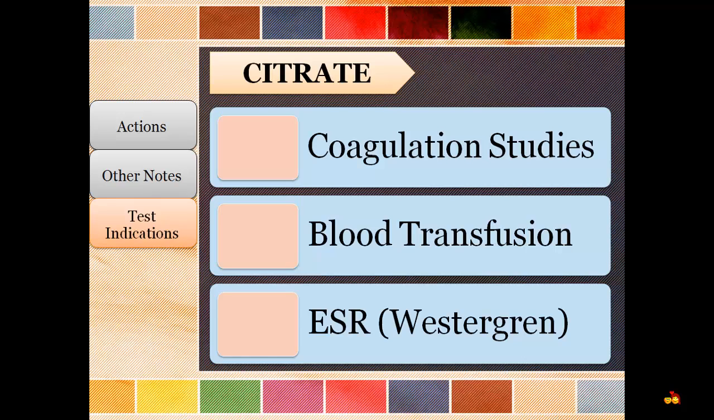Again, the action of our citrate is it binds with calcium to form soluble complex. And it has two forms, the 3.2% and the 3.85%. And our citrate is best for coagulation studies, blood transfusion, and ESR Westergren.